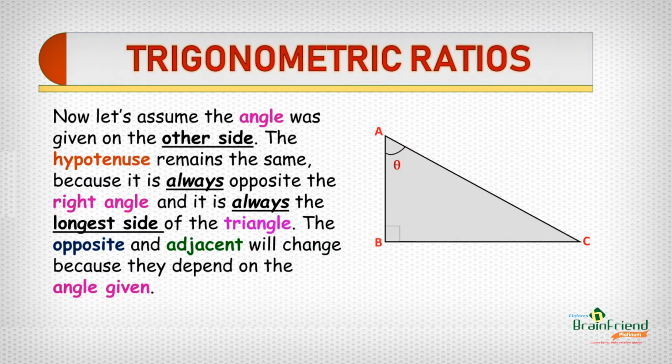Now, let us assume that the angle given to us was on the other side of the triangle. The hypotenuse remains the same because it is always opposite the right angle and it is always the longest side of the triangle. But our opposite and adjacent side will change because they depend on the angle given. So looking at this given triangle, our opposite side will change to BC and our adjacent side will change to AB.